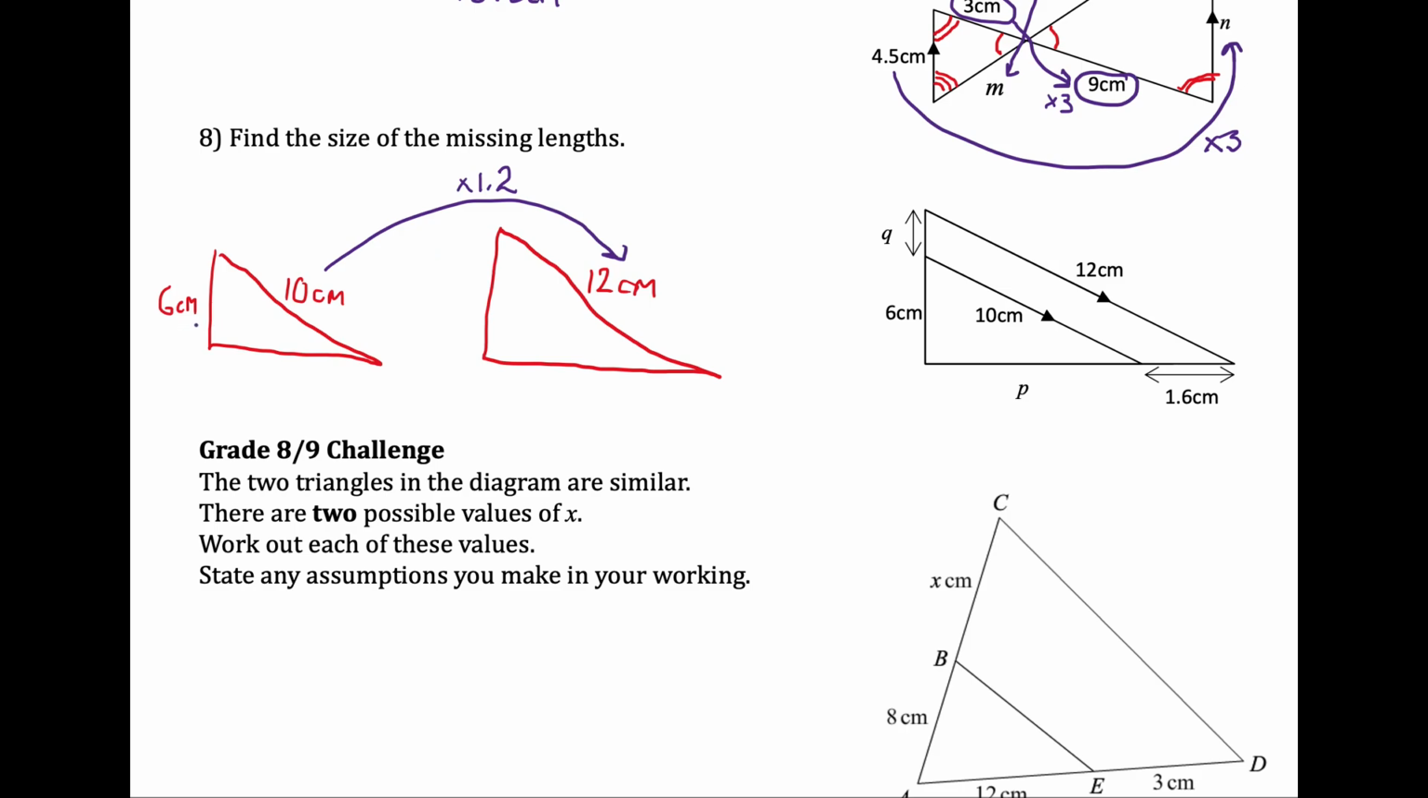So 6 lots of 1.2 would give me 7.2 as that overall length. And then I've got to take away 6 to be left with Q. So if I take away 6 from 7.2, Q is 1.2 centimetres. Oops.